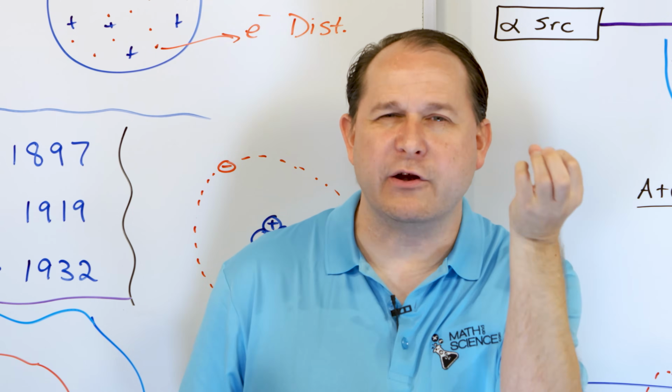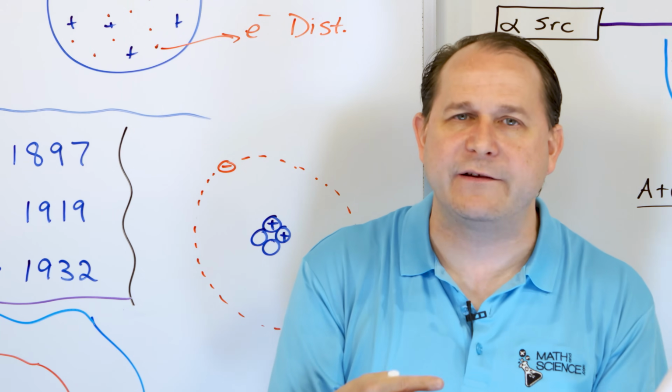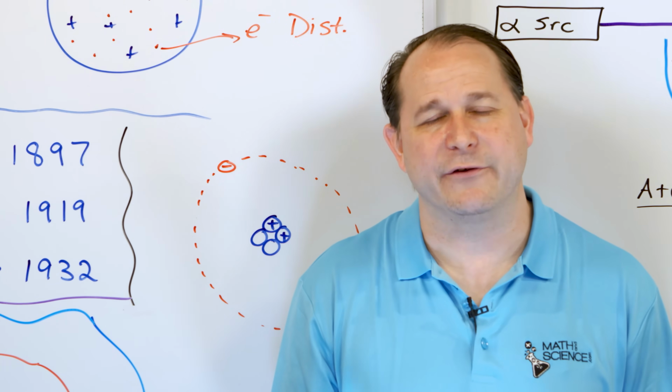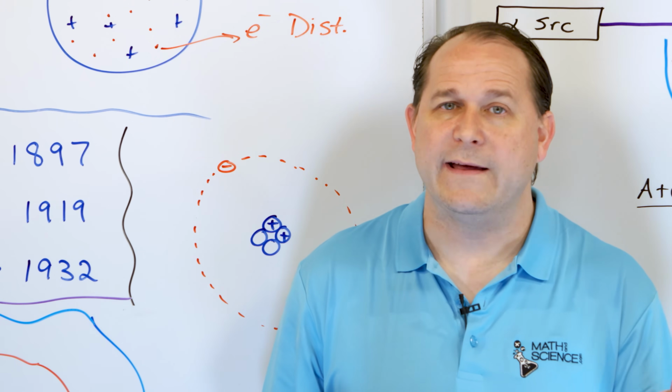Or the nucleus, because the nucleus is positive, the electron's negative. Why doesn't it just smash in and live there? They're attracted to each other. These are deep questions. I don't want to say they don't have answers. We know why, but they're not easy answers. There's a lot of reasons why that doesn't happen.